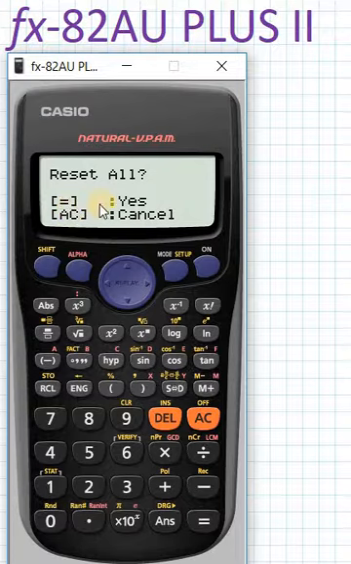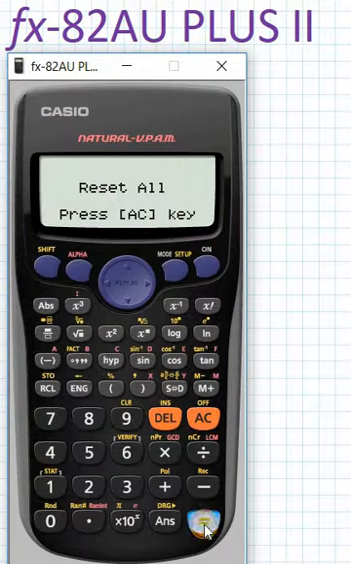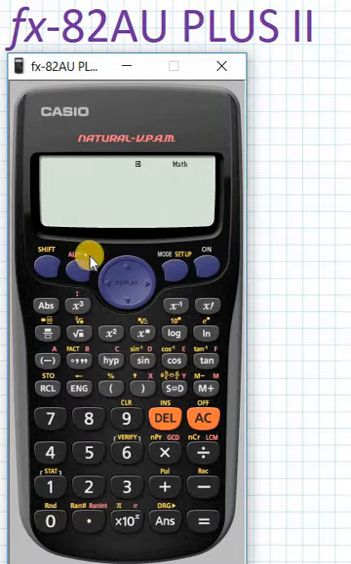If you press equal, it says yes. Otherwise, you press AC, which means cancel. So I want to reset, so press equal. Then AC, following the prompt. That's it, back to normal mode. Now you can see 8 over 9. That's how it is.